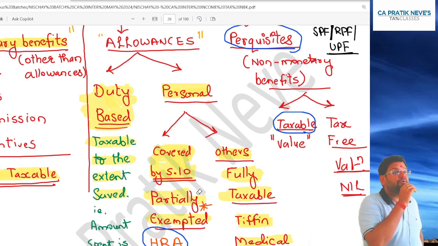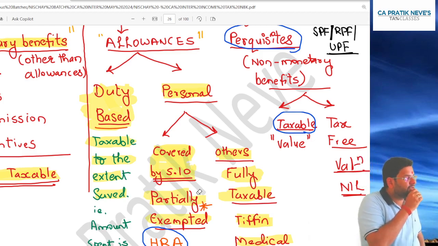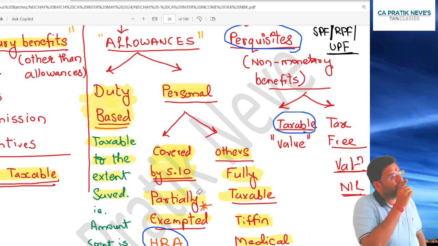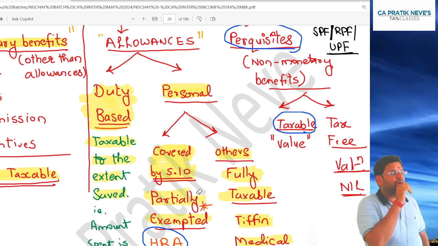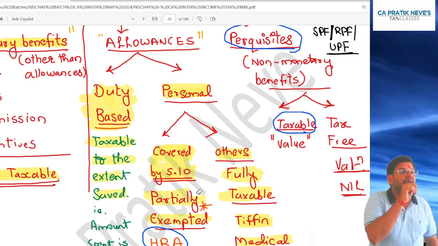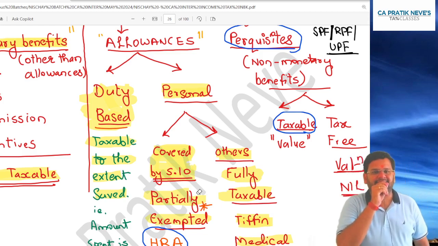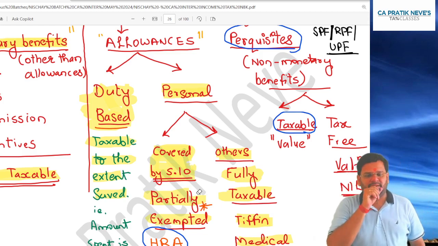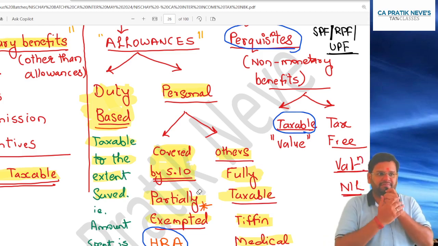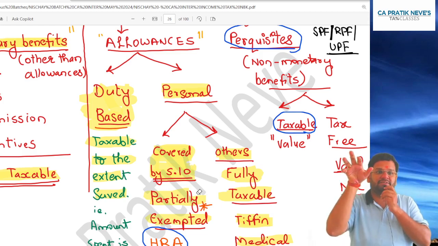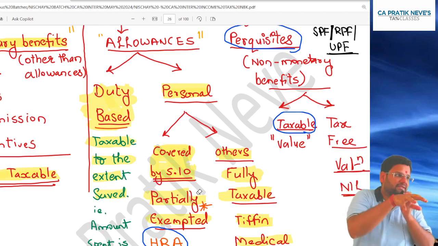Tax free perquisites value will be zero, and for taxable perquisites you will have to find out the value, and how to find this value will be given in income tax rules. Did you get the point? Do it very sincerely. Monetary benefits, allowances, perquisites.